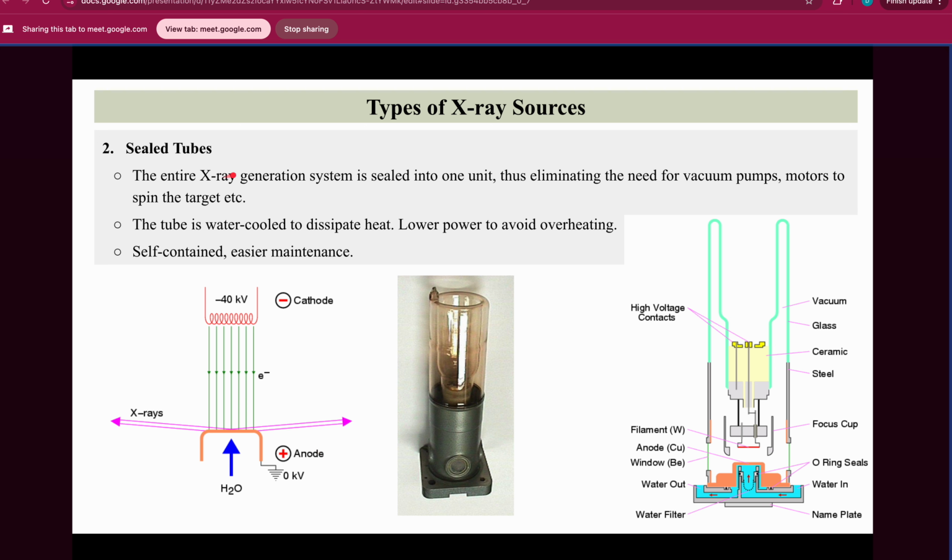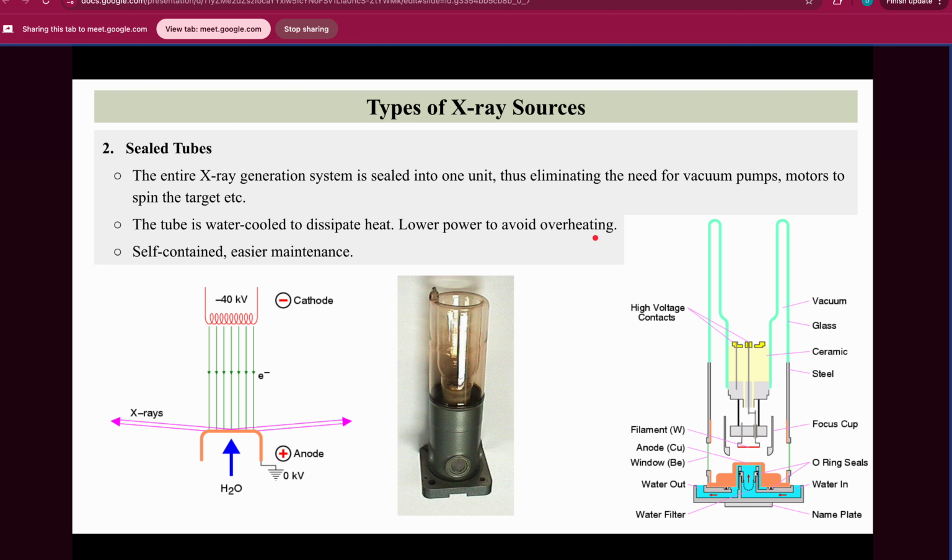To avoid the air, we use sealed tubes. In this case, the entire X-ray generation system is sealed into a single unit. That's why it eliminates the need for the vacuum pumps and motors to spin the target. This tube is water cooled to dissipate heat. This is also an older one, in which water was used as a coolant, and lower power was supplied so that overheating could be avoided.